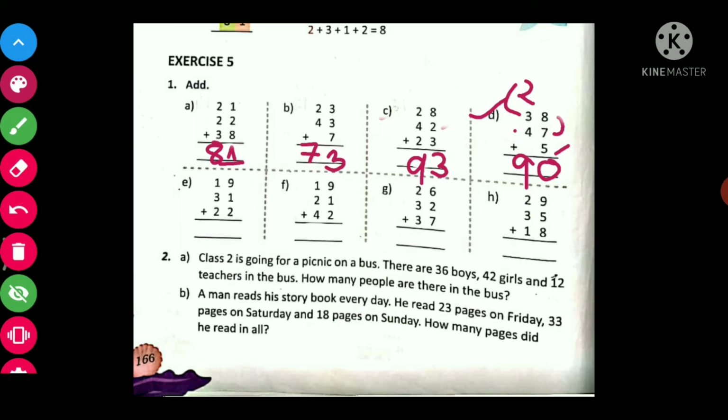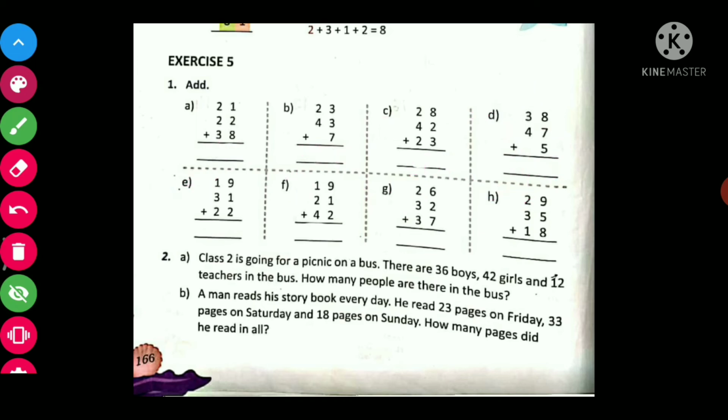Okay, so like this only you have to do E, F, G and H in your classwork copy. Is that clear? So these 4 you will do in your classwork copy by yourself. Okay.